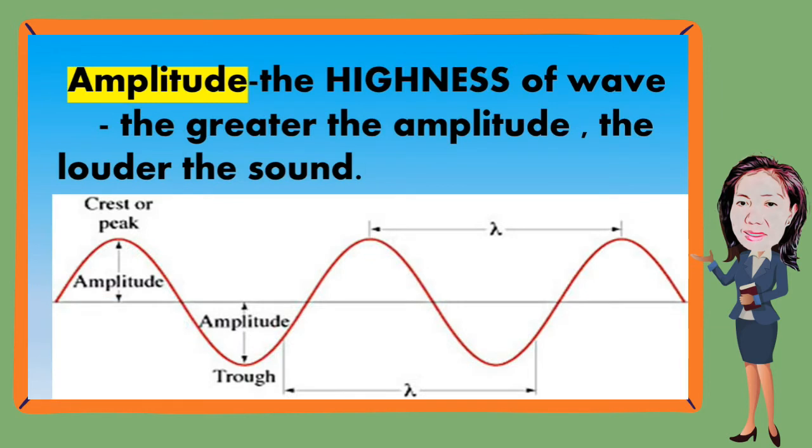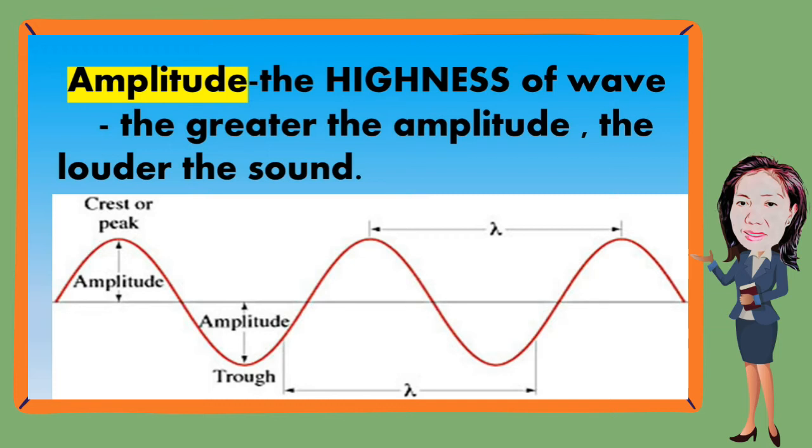Another one, amplitude. So which one is the amplitude? So let us say this is the higher peak or the crest. So the distance from the higher portion of the wave to the marginal line is what we call as amplitude. So this is another amplitude. This is actually the height from the marginal line to the highest peak.